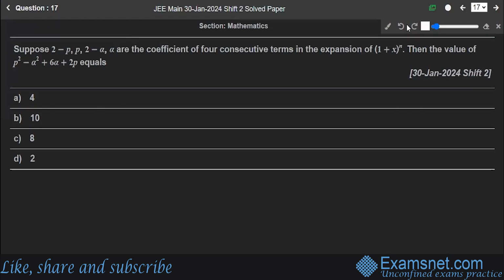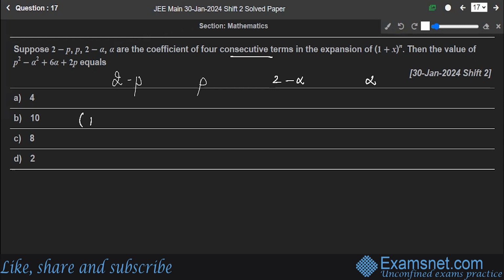question number 17. Suppose 2 minus p, p, 2 minus alpha, alpha are the coefficients of the 4 consecutive terms in the expansion of 1 plus x raised to power n. Then the value of this expression is equal to. So you are having 2 minus p, p, 2 minus alpha, and alpha. They are the coefficients of the 4 consecutive terms in the expansion of 1 plus x raised to power n.